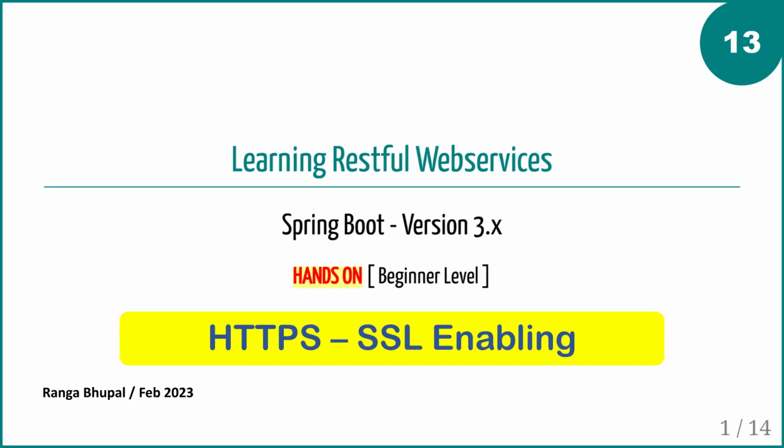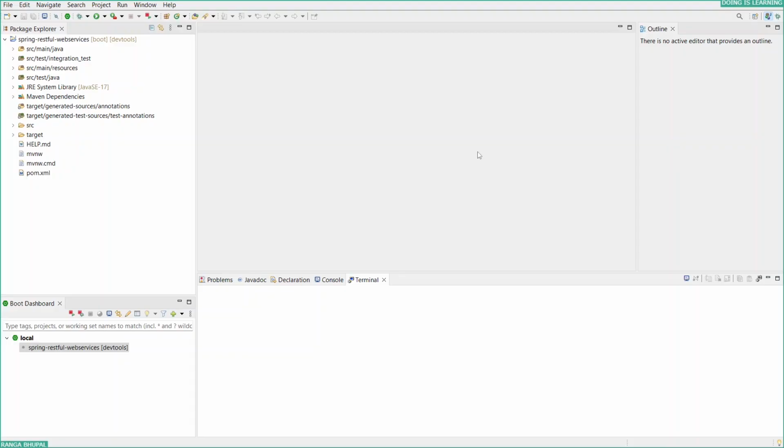So far, we learned how to create a RESTful web service with the different sets of HTTP methods such as get, post, put, and delete. And we have performed unit test cases and integration test cases as well. Now let's see how we can secure our REST endpoint.